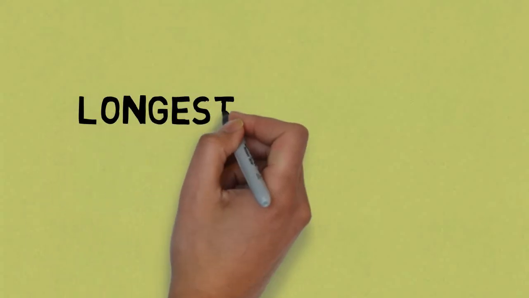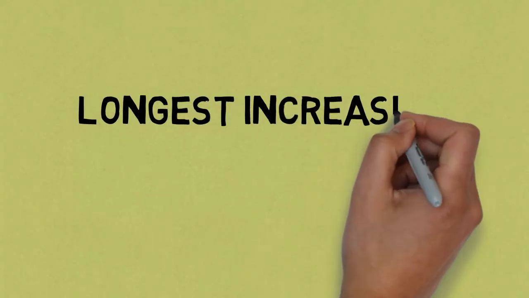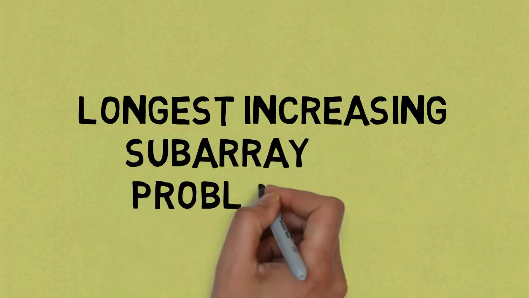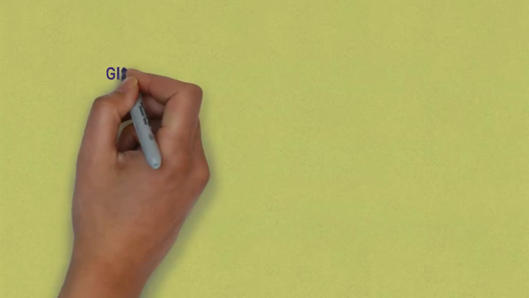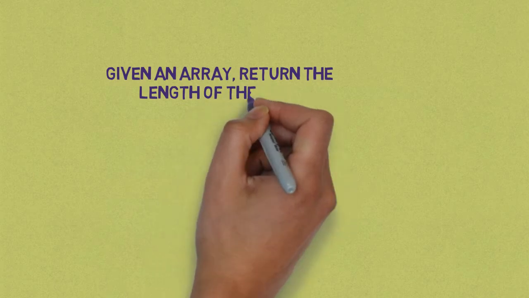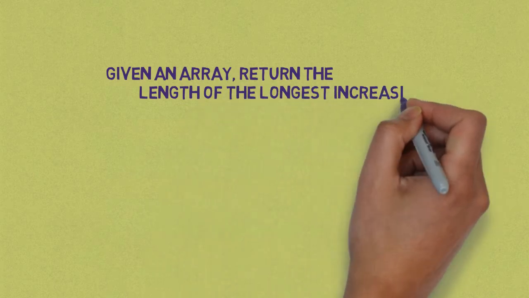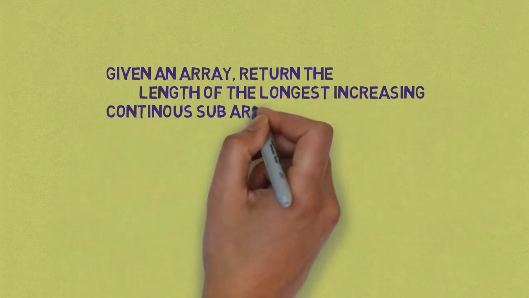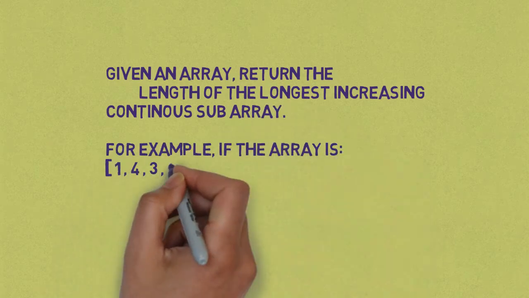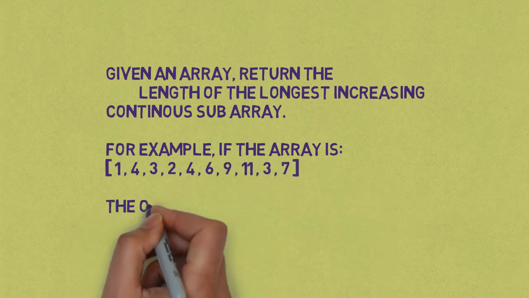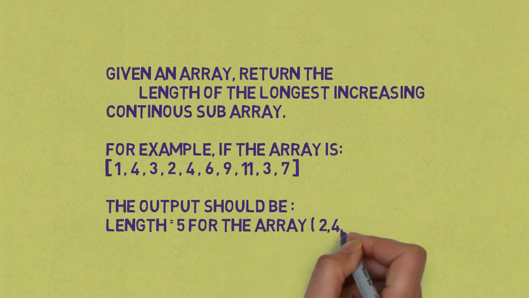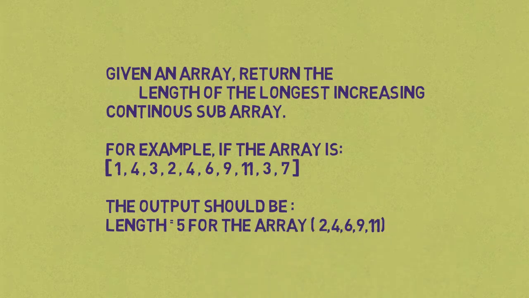This week, we are going to discuss the longest increasing subarray problem. The problem is that you are given an array and you have to return the length of the longest increasing continuous subarray. For example, if you have an array 1, 4, 3, 2, 4, 6, 9, 11, 3, 7, the output should be 5 because the longest increasing subarray is 2, 4, 6, 9, 11.